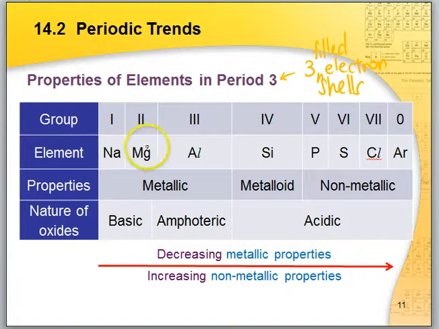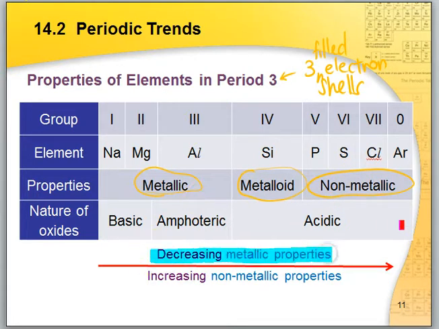So, what do you notice about their properties? For the elements from group 1 to group 0, you have sodium, magnesium, all the way until argon. Group 1 to group 3, you have metallic property. As we know, silicon is a metalloid, and then lastly, we have the rest being non-metals. So you can see a decrease in metallic property, or you can say an increase in non-metallic property. From metal, it becomes a non-metal. That's why we call it decreasing metallic property and increasing non-metallic property.